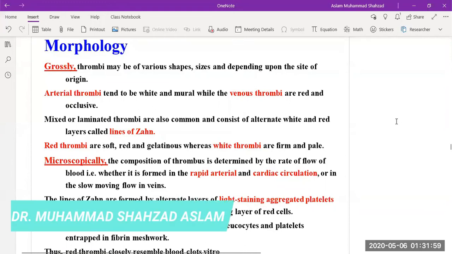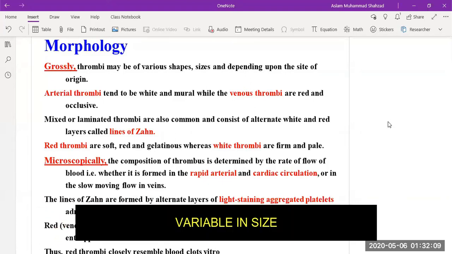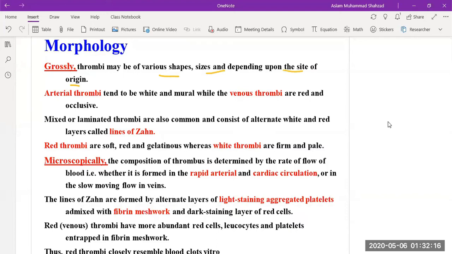Today we are going to discuss the morphology of thrombus formation. When we talk about gross morphology, thrombi may be variable in size and shape, and it depends upon the site of origin, whether it is in the heart, in the arteries of the heart, in the aorta, or in veins. So it depends upon the size and shape of the site.